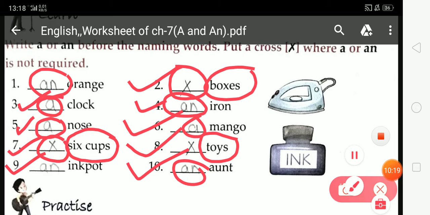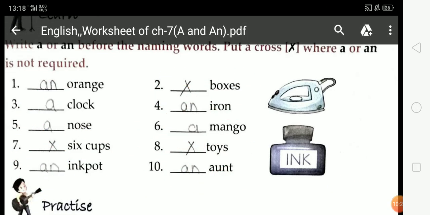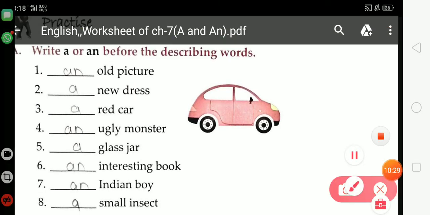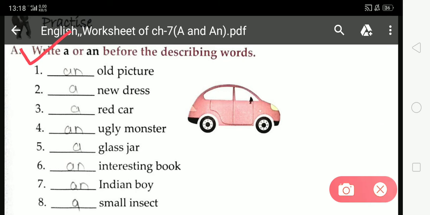Now come on, next exercise, student. Write a or an before the describing word. So student, here you have to write a or an before the describing word. Old picture, here old picture. In old, O is a vowel, so you have to use an before the old picture, and here an is already filled.